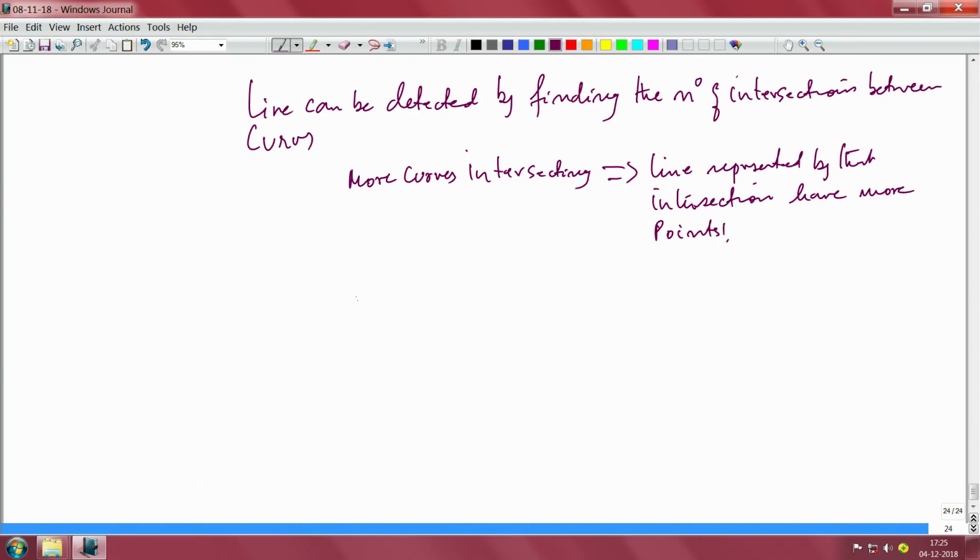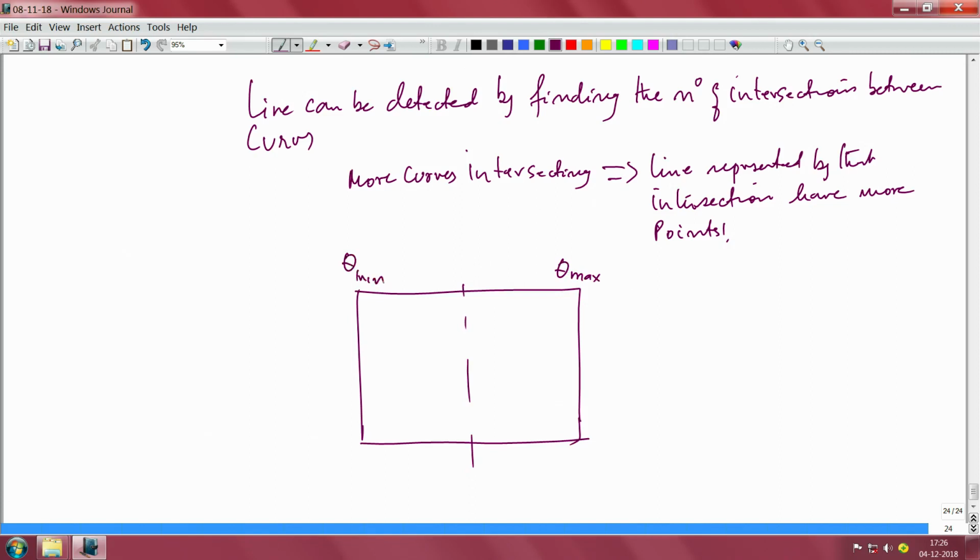So I will just summarize. You can make a nice table. You can have 0 here for theta, this can go to theta max, and this can go to theta min. You can have rho min here and rho max here, then keep filling this table.